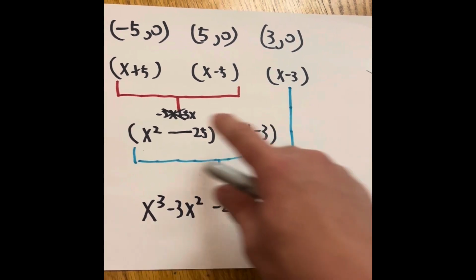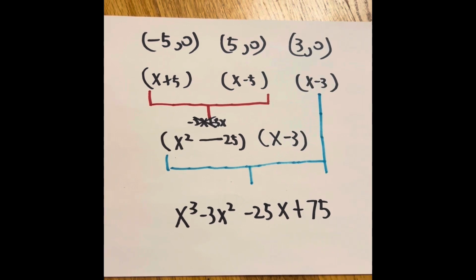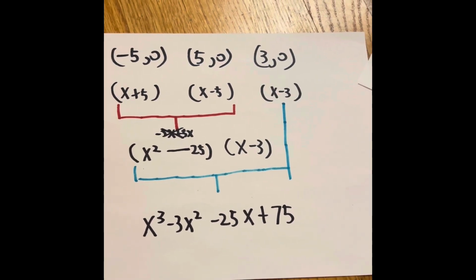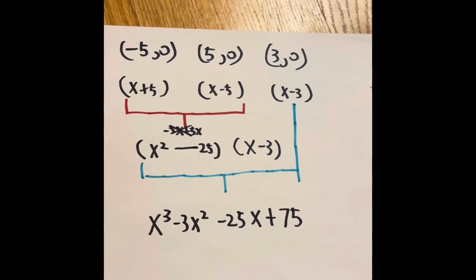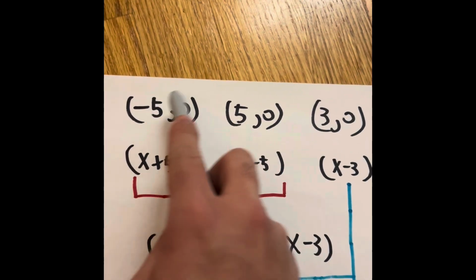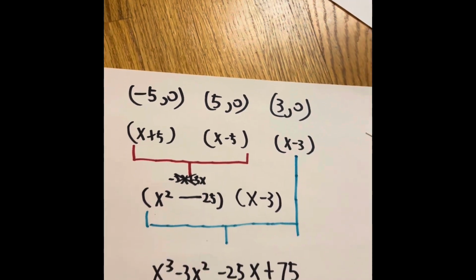This answer right down here is going to be the polynomial that if you were to graph this on an XY plane or an XY graph, it would strike through these three x-intercepts or these three zeros.